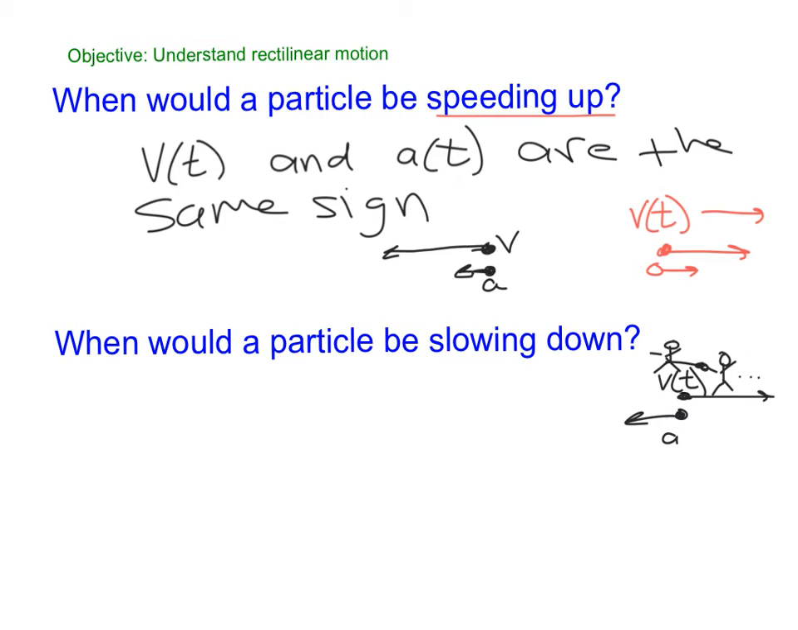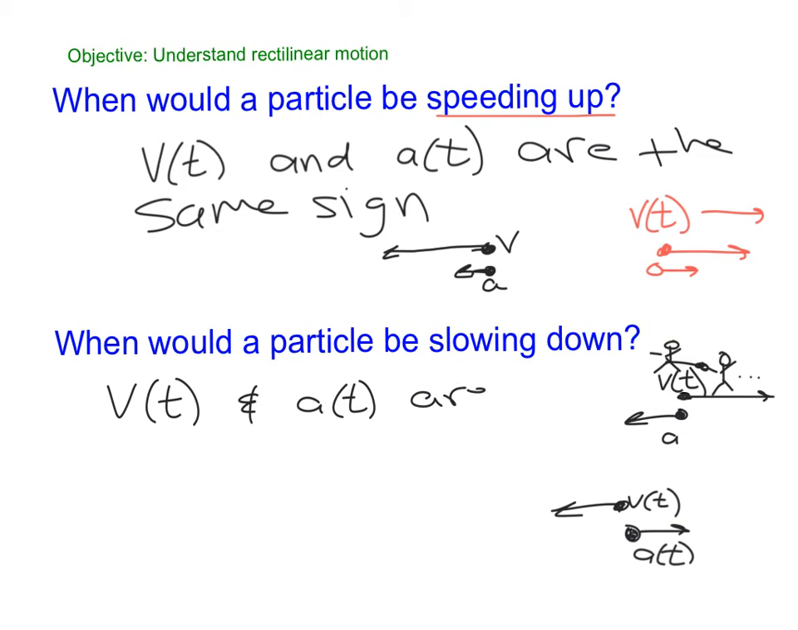And then the opposite could be true also, where my velocity is going to the left, but my acceleration is going to the right. So when the acceleration and velocity are going in opposite directions, that acceleration is like slowing down my velocity. So v of t and a of t are opposite signs.